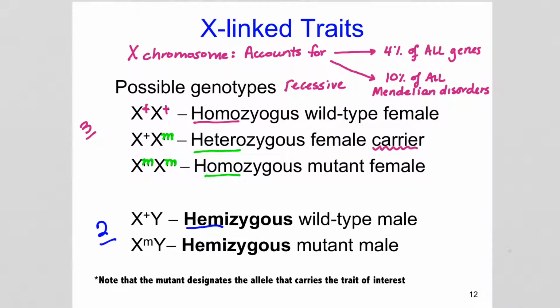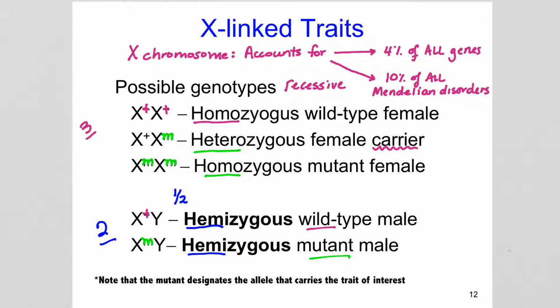we're going to use the term hemi. And that's because we're only dealing with half, right, the information. They only have one copy of the X chromosome instead of two. So if they inherit a functioning copy of the allele, they're hemizygous wild type. But if they inherit a mutation on that X chromosome, they're hemizygous mutant male.